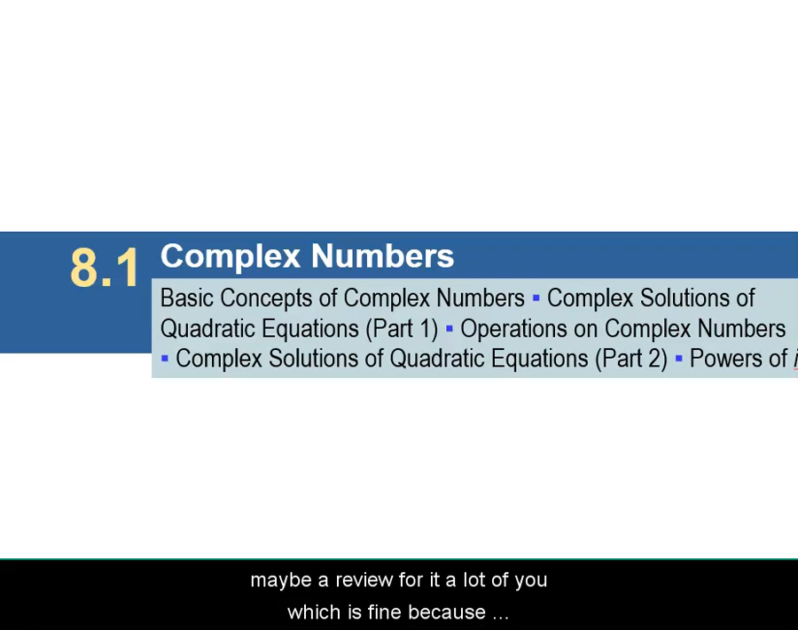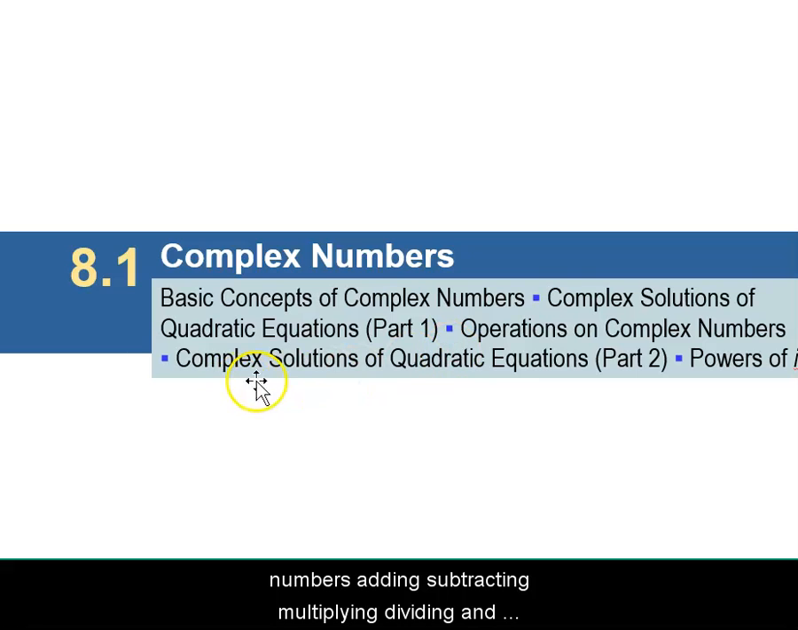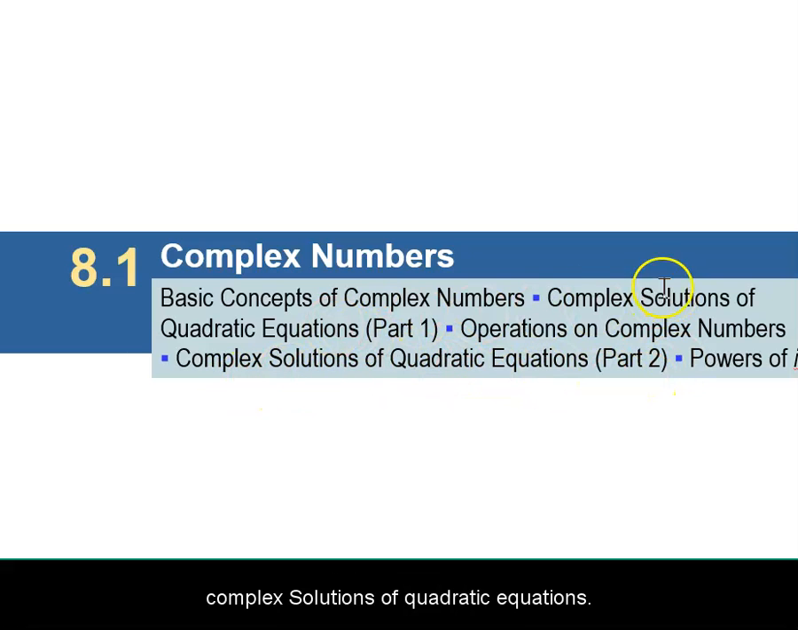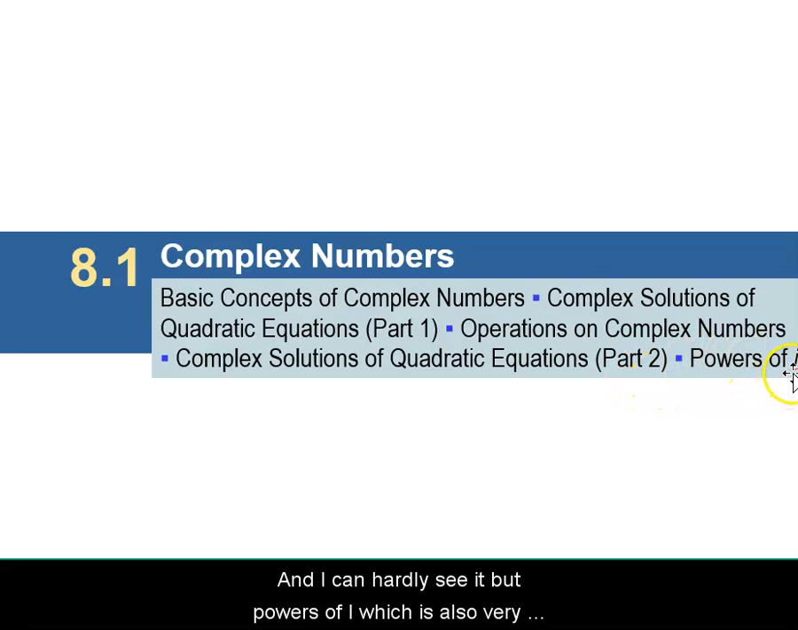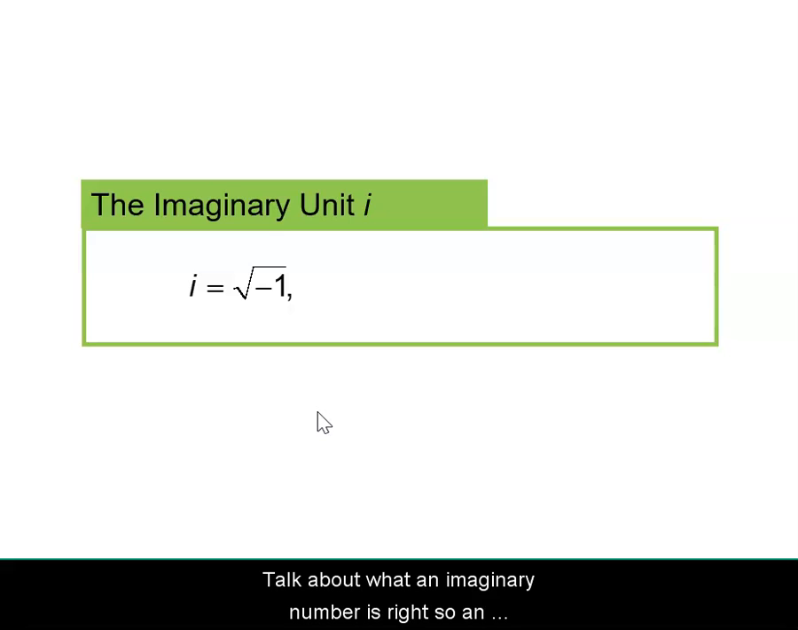This may be a review for a lot of you, which is fine because complex numbers tend to be semi-difficult for a lot of people. So, again, this is what we're going to review, right? So the basic concepts, complex solutions of quadratic, so anything that's being squared, right? Operations on complex numbers, adding, subtracting, multiplying, dividing, and complex solutions of quadratic equations, right? So same thing as part 1. And then here, I know you can maybe hardly see it, but powers of i, which is also very important to discuss. So let's talk about what an imaginary number is, right?